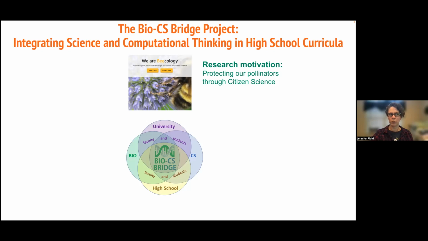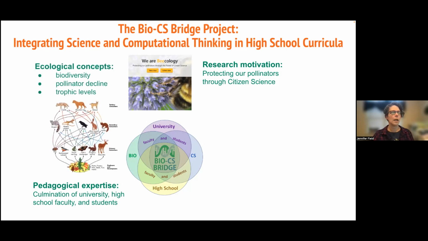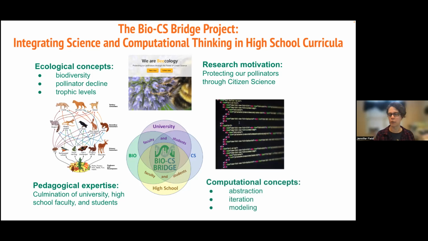Our motivation was this pollinator problem and trying to get students to participate in citizen science as well as researching native pollinators. And we got together a group of high school teachers, college professors, and high school students and college students in order to come up with these different curricula that we're looking at today. And it integrates these ecological concepts and these computational concepts.